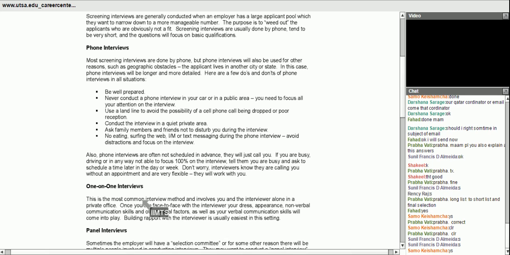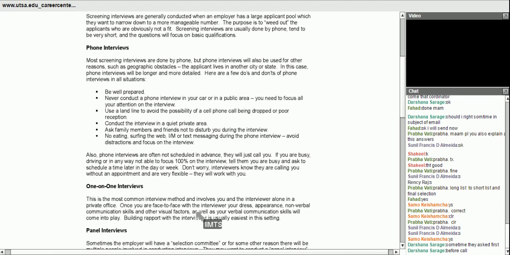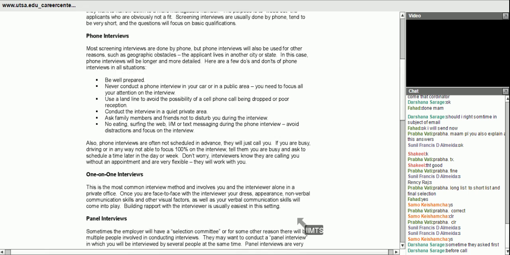One-on-one interview. This is the most common interview method that involves you and the interviewer alone in a private office. Once you are face to face with the interviewer, your dress, appearance, non-verbal communication skills and other visual factors as well as your verbal communication skills will come into play. Building rapport with the interviewer is usually easiest in this setting. They are going to assess you through your gestures, body language, dress, and communication skills during a one-to-one interview. So please be cautious about those things.